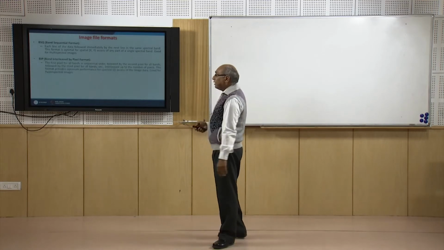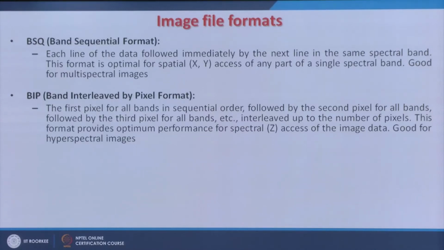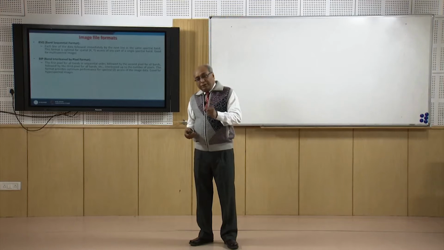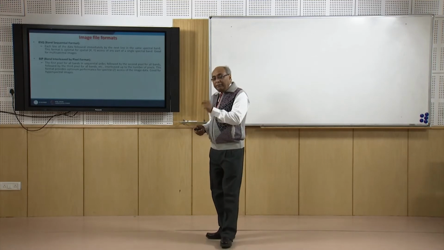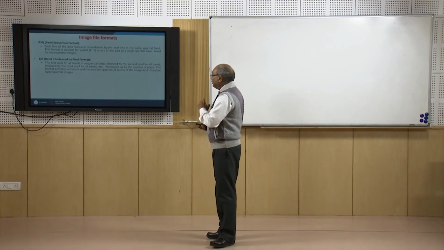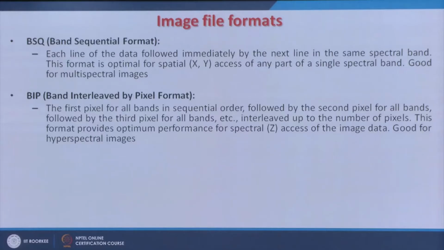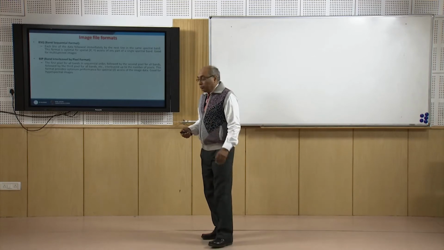So people designed another format which is called band interleaved by pixel format. That means the first pixel of all bands in sequential order. So first pixel of first band, first pixel of second band, first pixel of third band, first pixel of fourth band, and likewise if there are 4 bands, then comes the second pixel of first band, second pixel of second band, and likewise, followed by the second pixel of all bands, followed by the third pixel of all bands, and these are interleaved up to the number of pixels. So if an image has, say, 512 columns, it will go till 512.